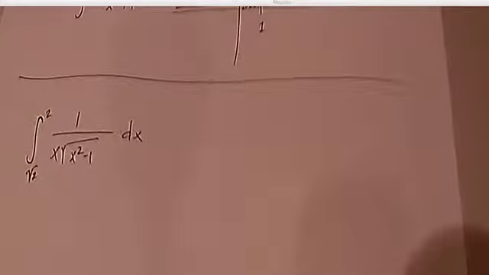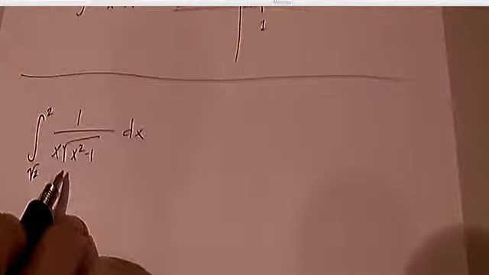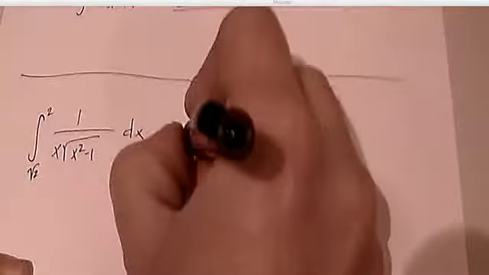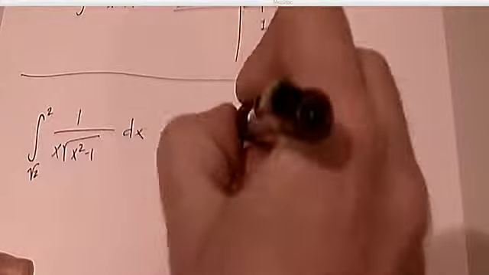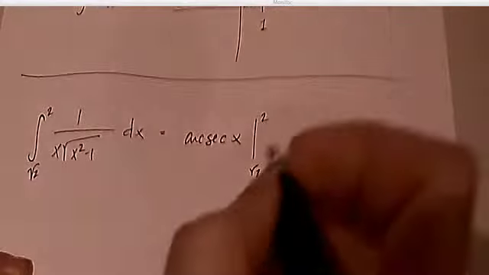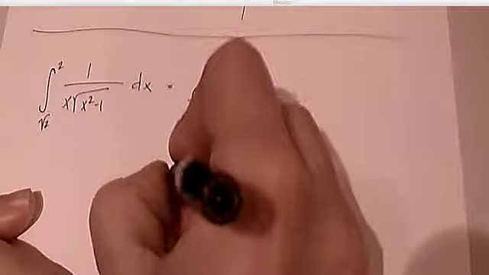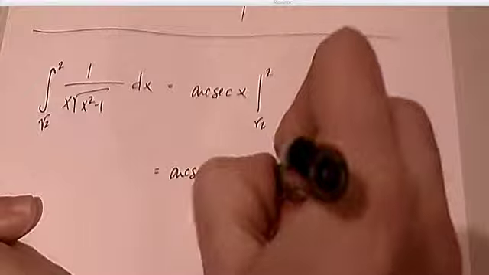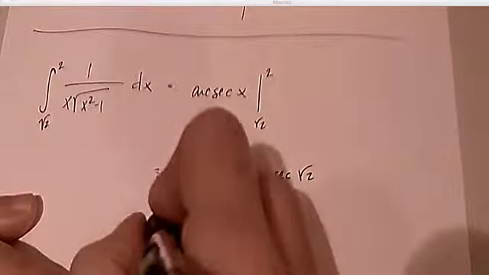Okay, do you happen to remember that one? Well, that integrand right there happens to be the derivative of arcsecant. So we know that arcsecant x from root 2 to 2 means I'm looking for arcsecant 2 minus arcsecant root 2. And of course, I never like dealing with arcsecant when I don't have to.